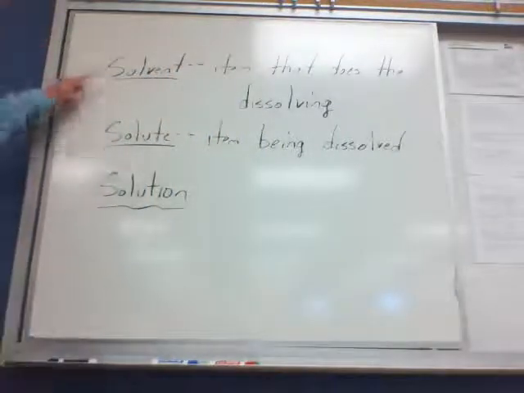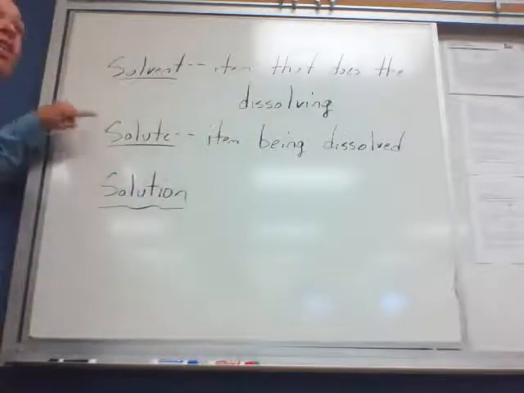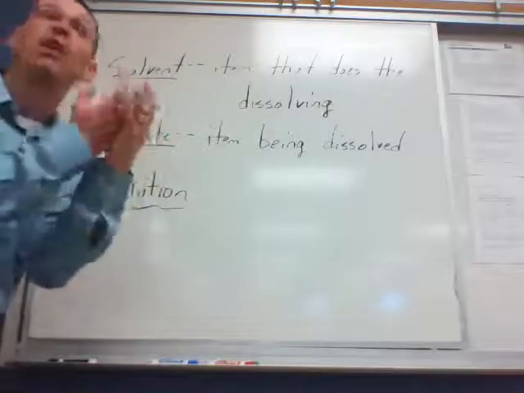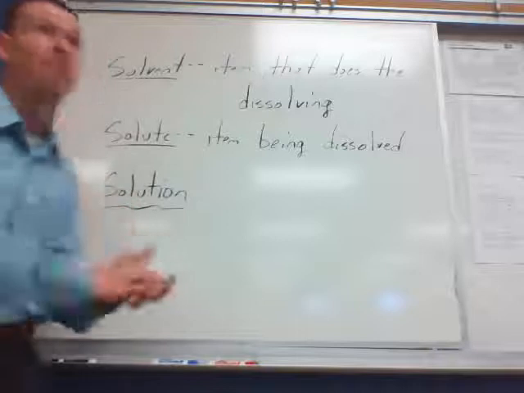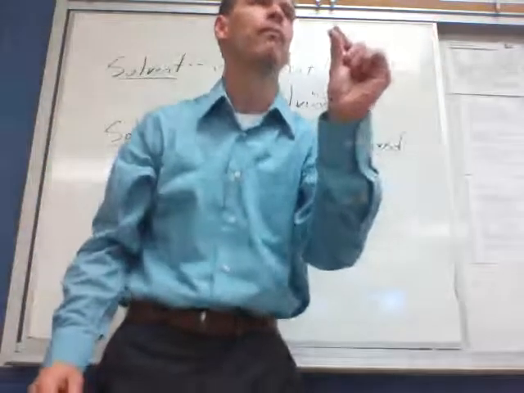These two items can be present in different amounts. You can have a solution that's got a lot more solute than it does solvent, so there's a lot of stuff dissolved in it, but not a lot of water. Or you can have the opposite. You could have a bunch of solvent, a ton of water, and just a little bit of stuff dissolved in it.